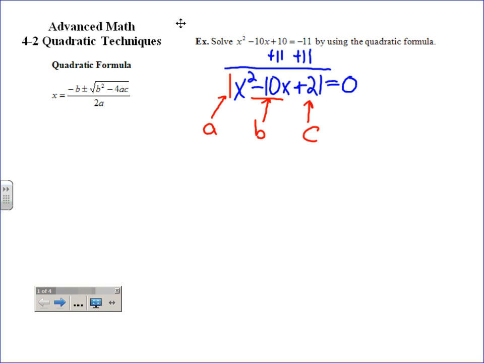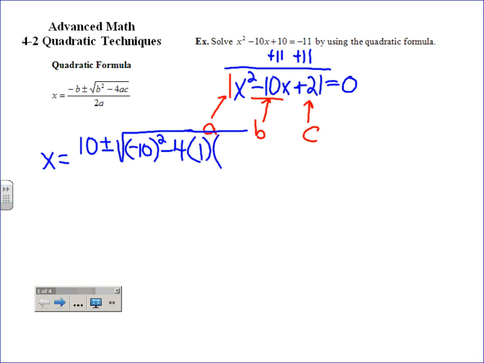So if we substitute, take the opposite of B. Well, B is negative 10. So if I take the opposite, it's positive 10. Now it says to take whatever B is, which is negative 10, and square it. Right? Because it said put the B squared. And minus 4 times whatever A is, 1, times whatever C is, 21. Divided by 2 times whatever A is. Any questions how I substituted?